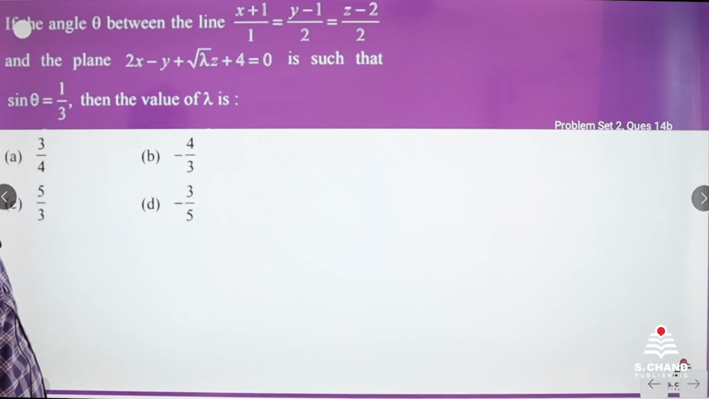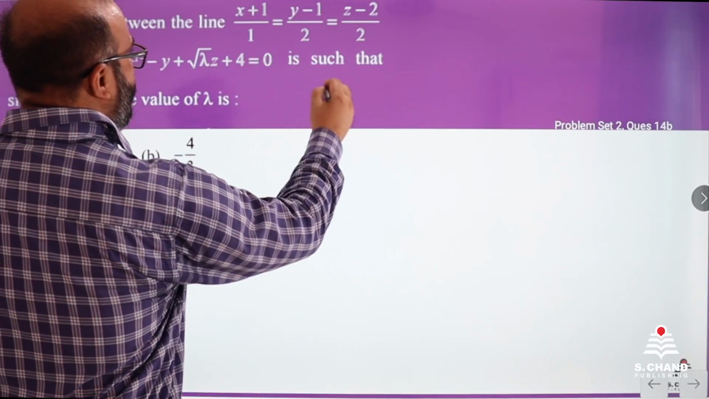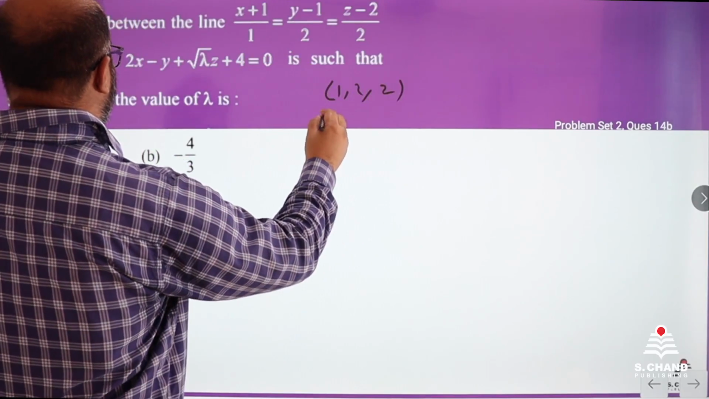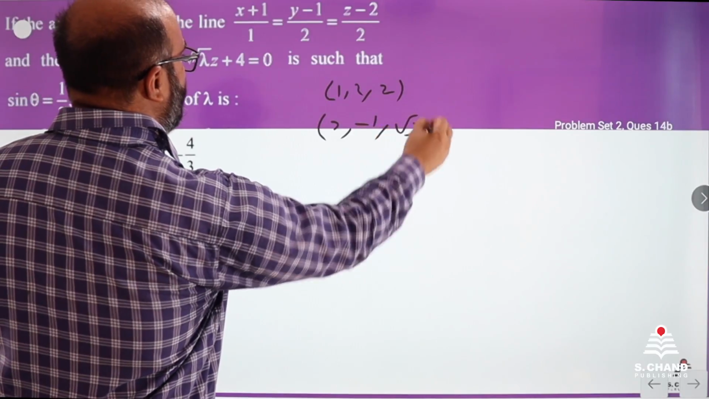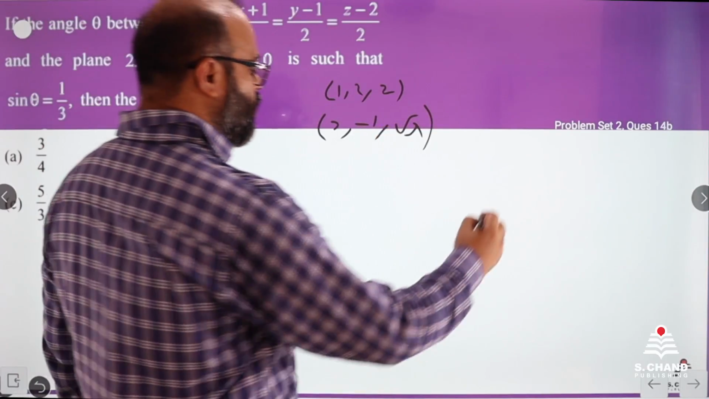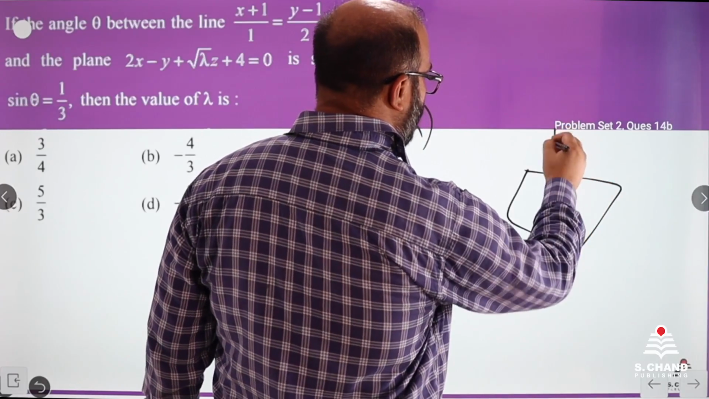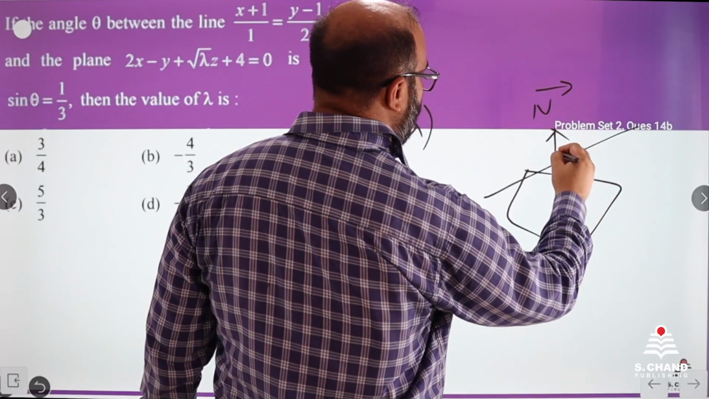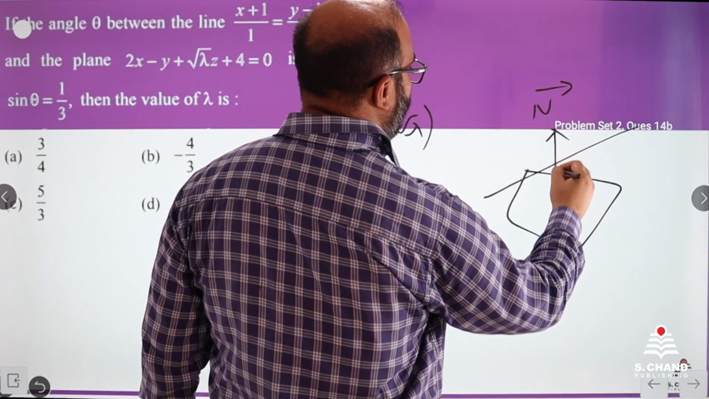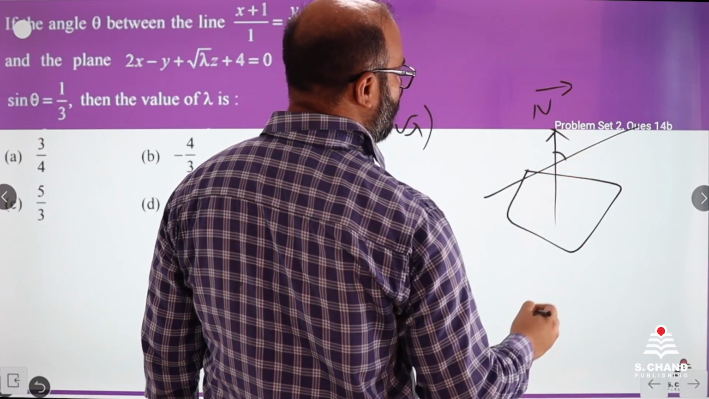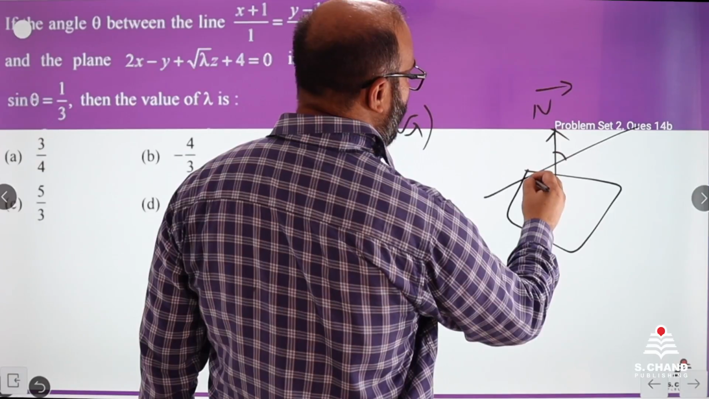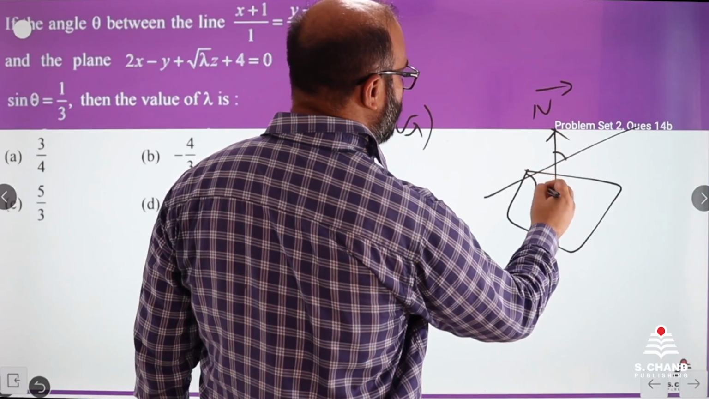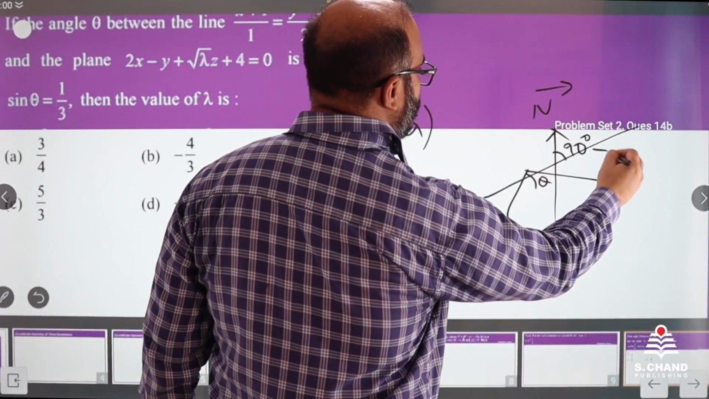Find the angle theta between this line and the plane. This is such that sin theta is equal to 1 by 3, what is the value of lambda? So as we know that this is 1, 2, 2 direction ratio of the line and 2, minus 1, root lambda direction ratio of the normal to the plane. So if this is the plane and this is normal to the plane and there is a line, this one. So the angle between normal to the plane and the line will be actually this one, and the angle between the plane and the line will be this one. If this is theta, then this will be 90 degree minus theta, right?